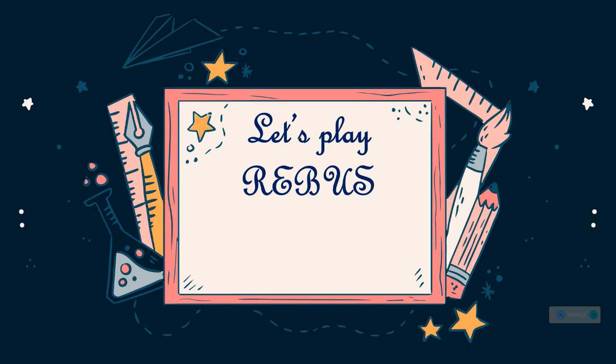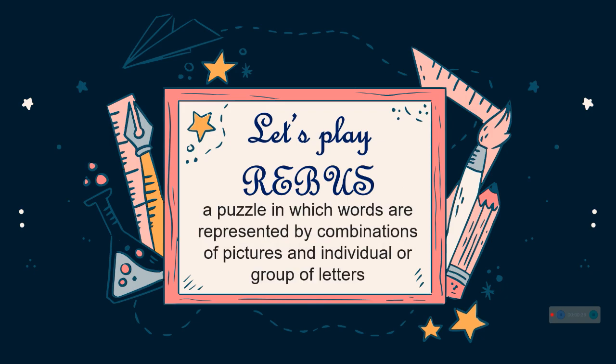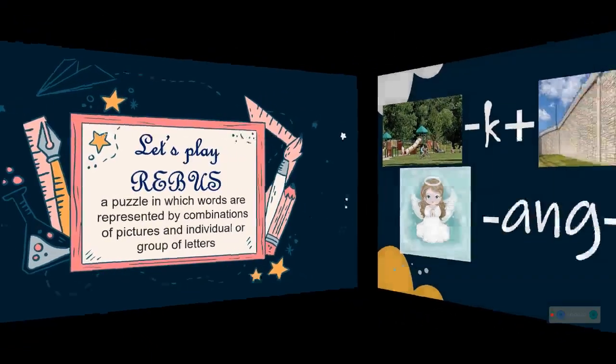triangles, so we have now another topic. So let's play first a rebus. If you don't have any idea about a rebus, it is a puzzle in which words are represented by combinations of pictures and individual or group of letters. Okay, so let's start. I have only two puzzles that you are going to answer.